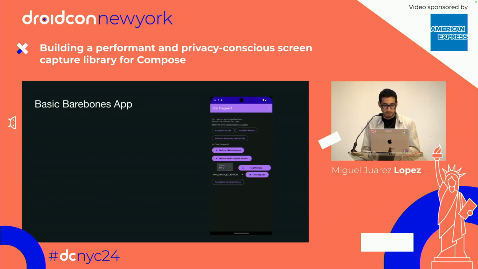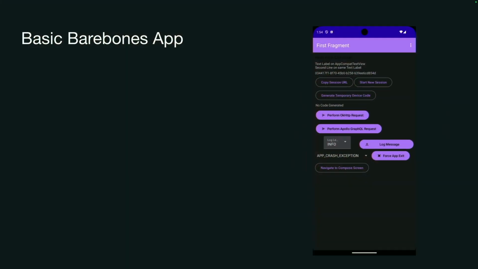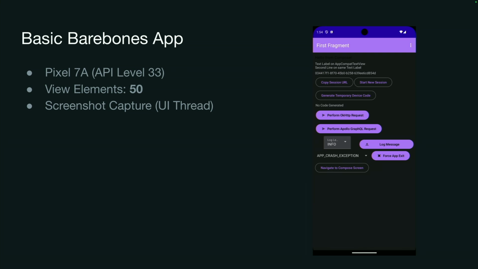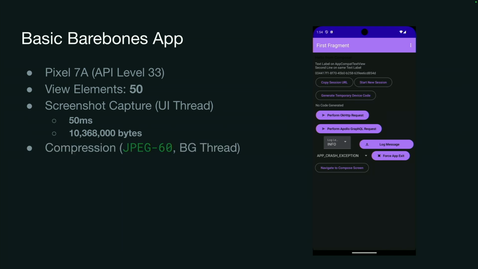So we still did it. We implemented a solution that works. So I don't know, this very simple app using Pixel 7a, API level 33. There's around 50 view elements in this example. The screen capture takes around 50 milliseconds. Not horrible. It takes 10 megabytes of memory to capture every pixel. So you see the spike go up. And it's still 50 milliseconds in the UI thread. You just drop like 3 frames there. You don't want that. You don't want stutter.